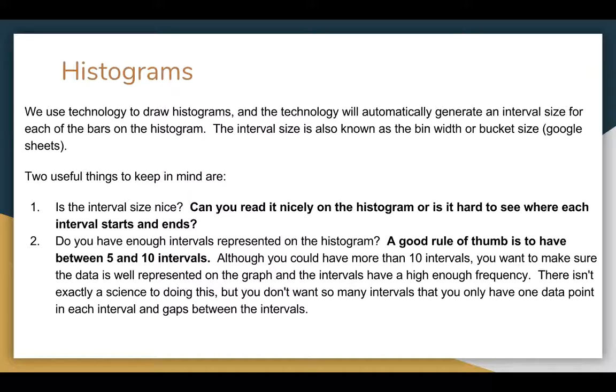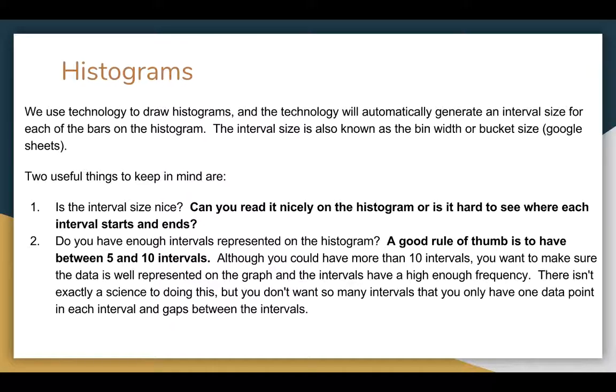The question is, is the interval size nice? Can you read it? Did they pick one that would default nicely? You could say there's that much data between 0.83 and 0.85. And then, do you have enough intervals represented? If you have a lack of data, you're not going to get a nice histogram. But if you have enough data, you should be able to see a nice shape. A good rule of thumb is to have between 5 and 10 intervals.